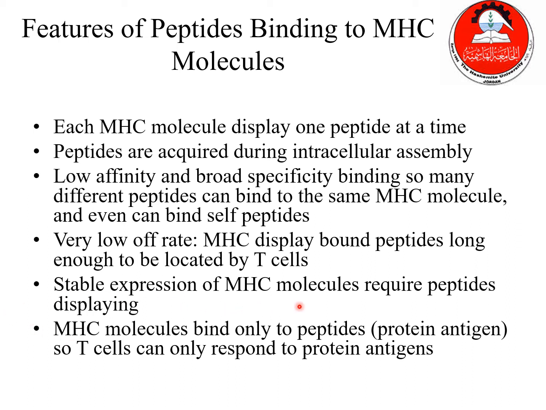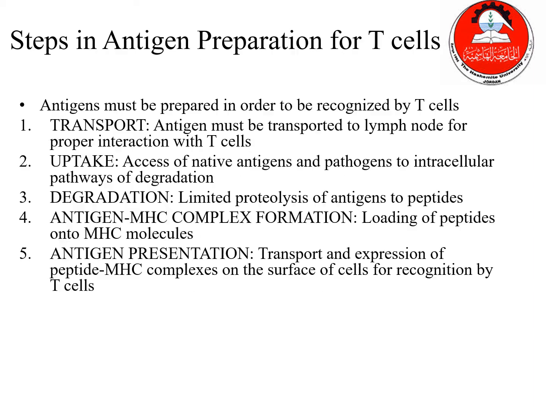Stable expression of MHC molecules requires peptides displaying. The MHC molecule binds only to peptides, protein antigens, so T cells can only respond to protein antigen. The same point we discussed previously. The T cell response targets only protein antigens.